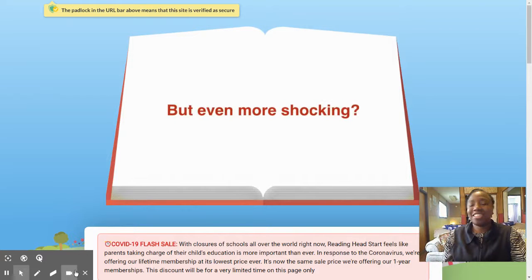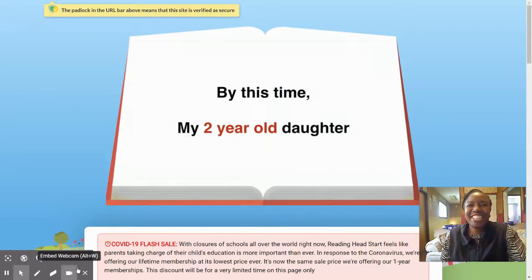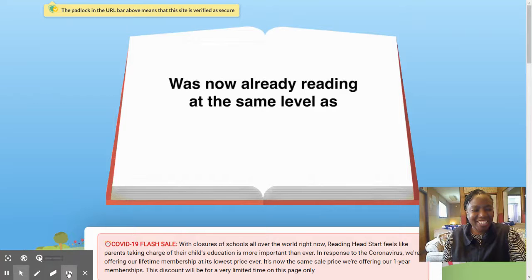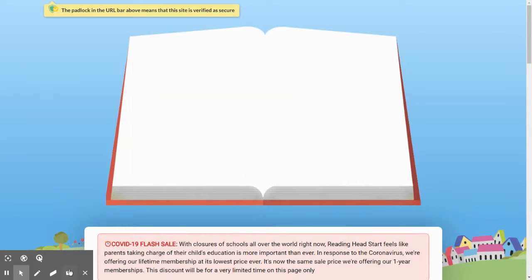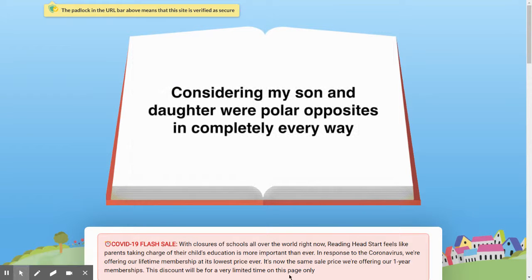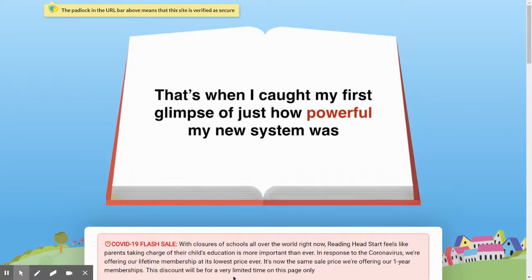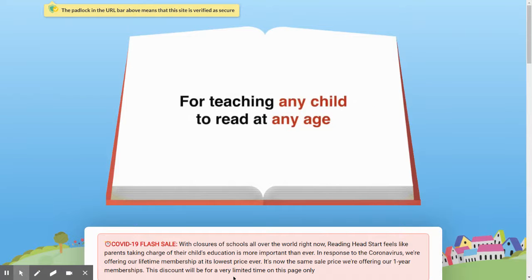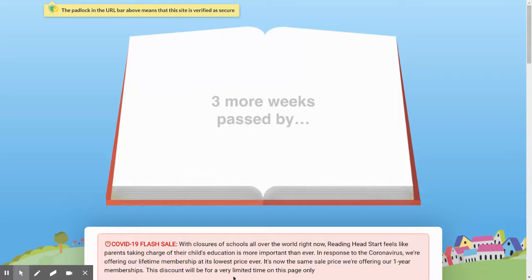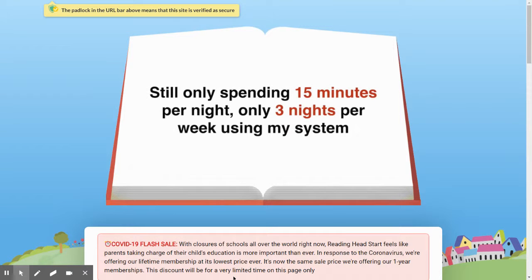But even more shocking, by this time, my 2-year-old daughter was now already reading at the same level as my 6-year-old son. Considering my son and daughter were polar opposites in completely every way, with nearly 4 years difference in age between them, that's when I caught my first glimpse of just how powerful my new system was for teaching any child to read at any age.